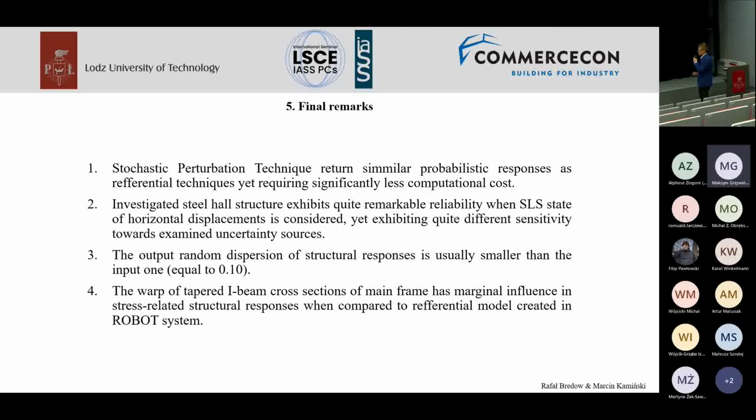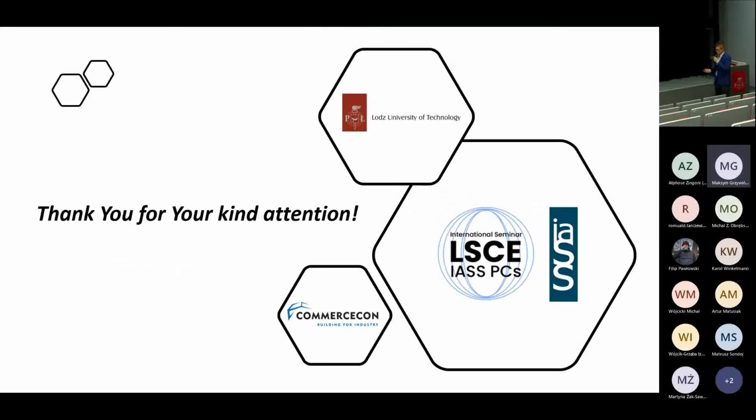Secondly, the investigated steel hall structure exhibits quite remarkable reliability when the SLS state has been considered, yet exhibiting different sensitivity towards those considered parameters. Also, as I have said before, this random dispersion of output responses has been smaller than the input one, which has been equal to 0.1. And additionally, the warp of those tapered I-beams has been found marginal when the Abaqus numerical model has been compared to responses obtained in the Robot system. This is all I had to say. Thank you very much.